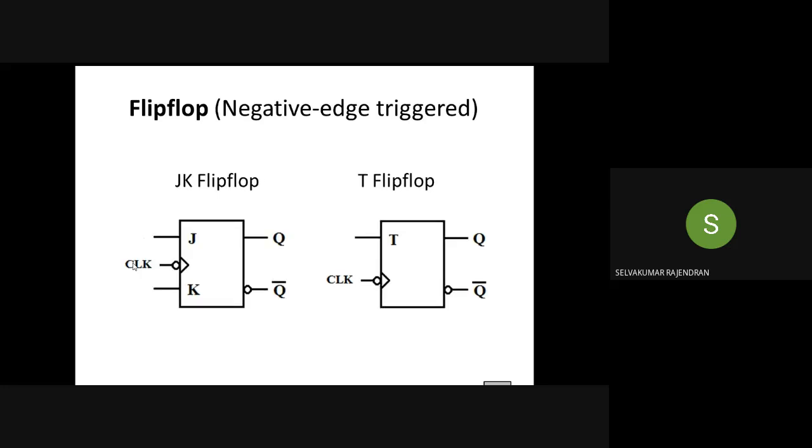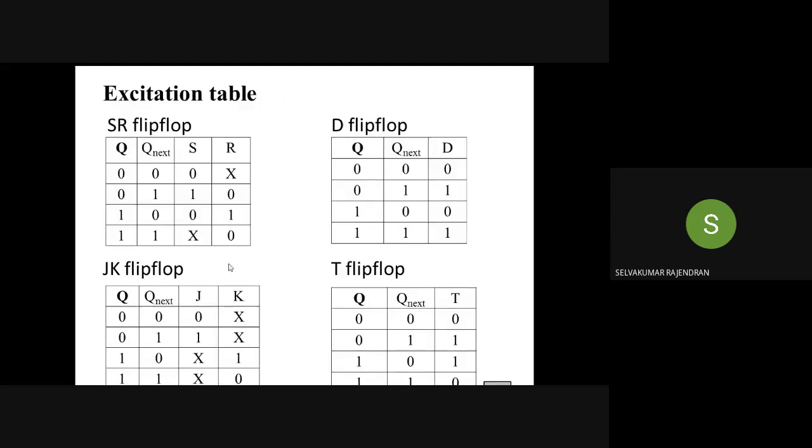So logic diagram will be like this. Logic symbol: logic symbols of JK flip flops. So here the clock signal will be used with one bubble. This bubble represents negative edge trigger. These are the excitation tables of SR, D, JK and T flip flops. Just recall the things.